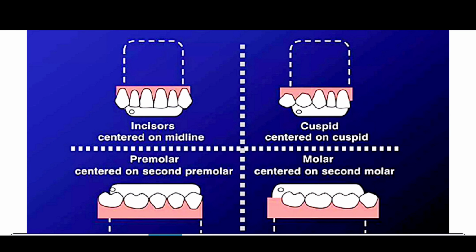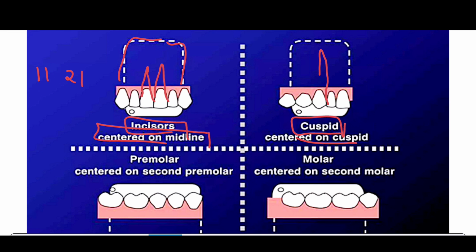Now let us see how to take a proper radiograph of the tooth of interest. Here the tooth of interest is 11 and 21. The incisor is our tooth of interest in this case, so it should be placed in the center. We have to place the film such that the incisor is in the center and the root of the incisor is covered by the film margins. If our tooth of interest is a cuspid such as the canine, the canine should be in the middle and its root covered by the film.